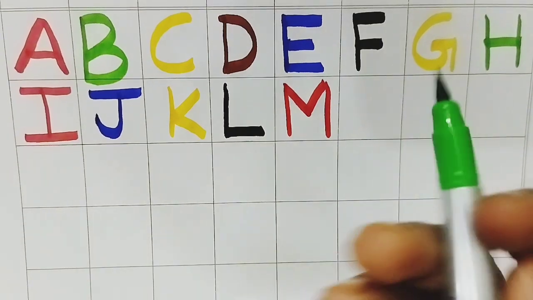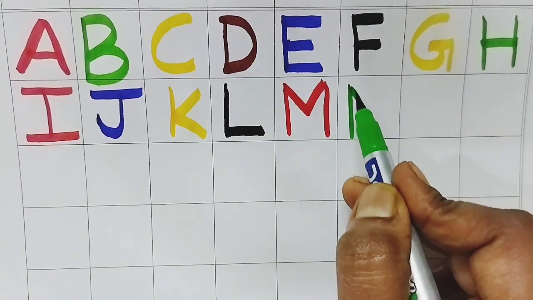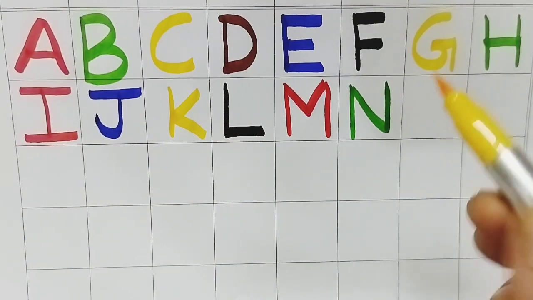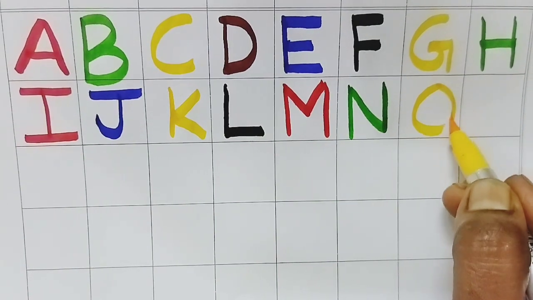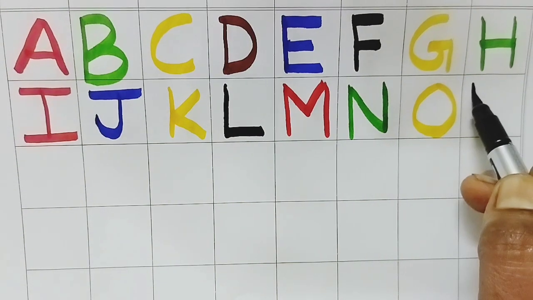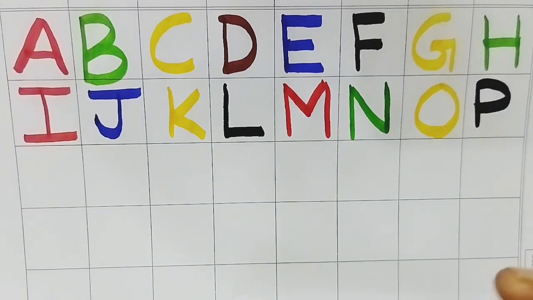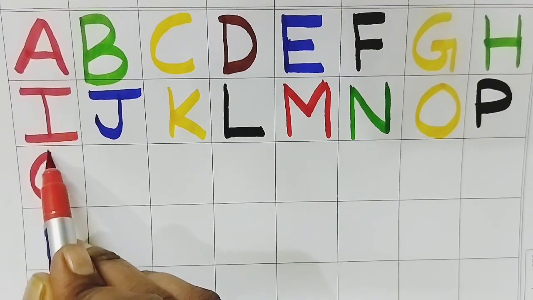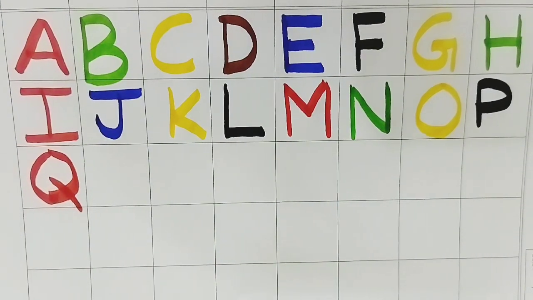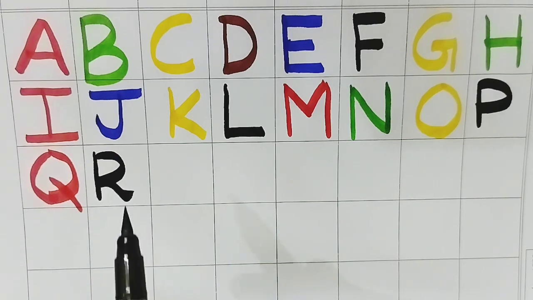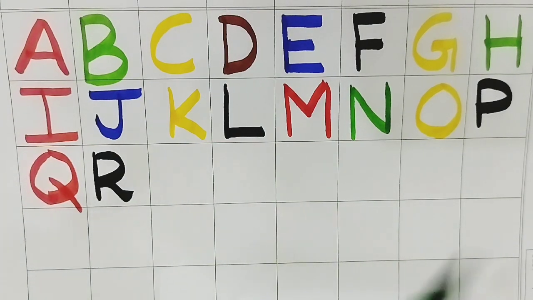Green color, N for nest. Yellow color, O for owl. Black color, P for parrot. Red color, Q for queen. Black color, R for rose.